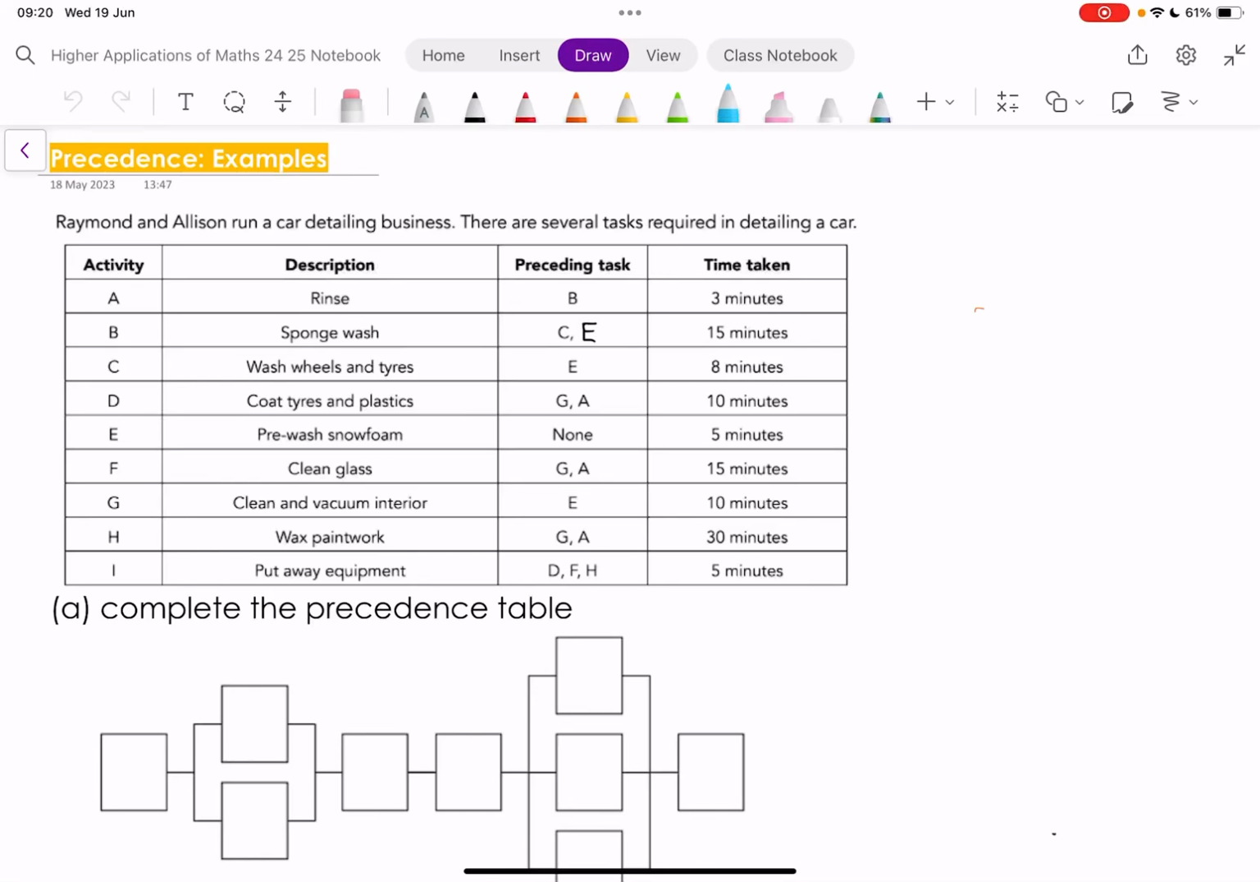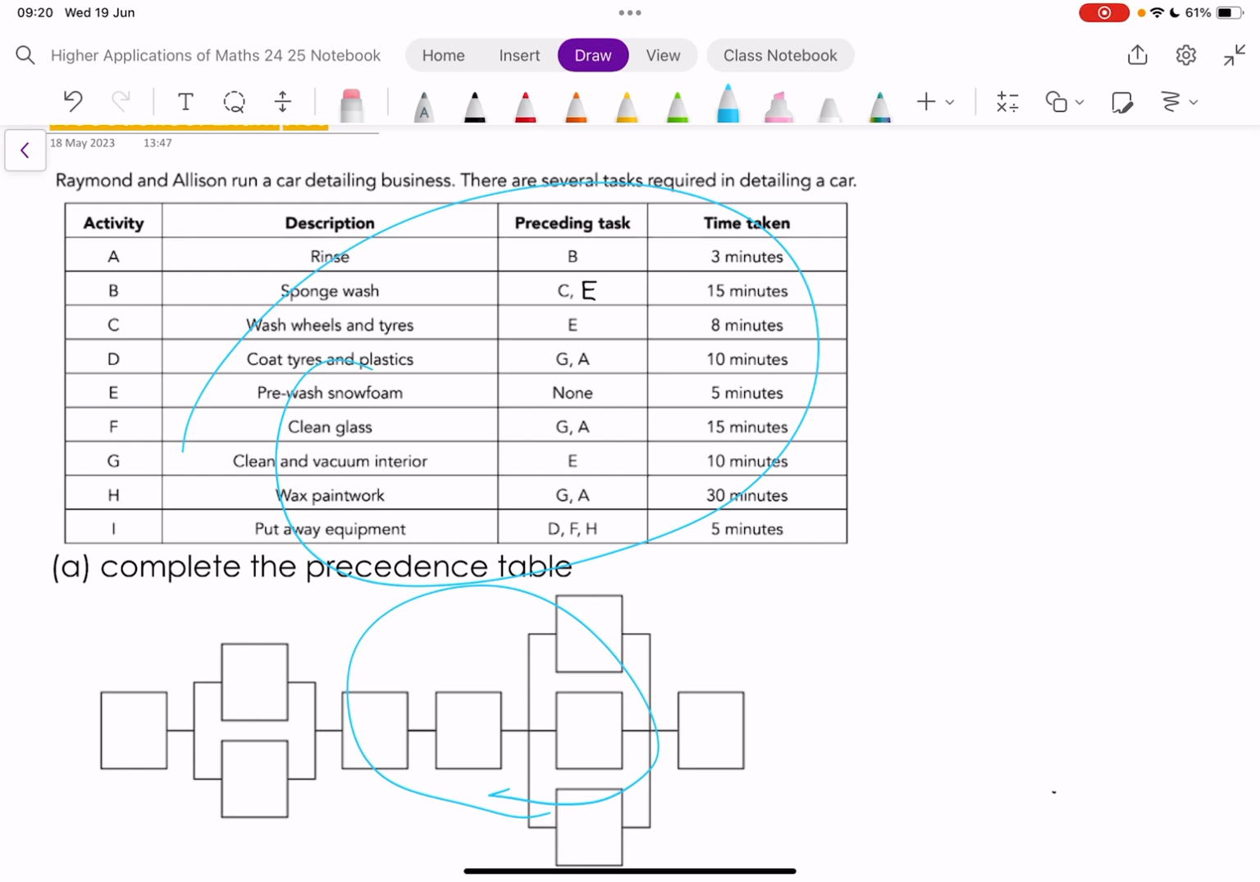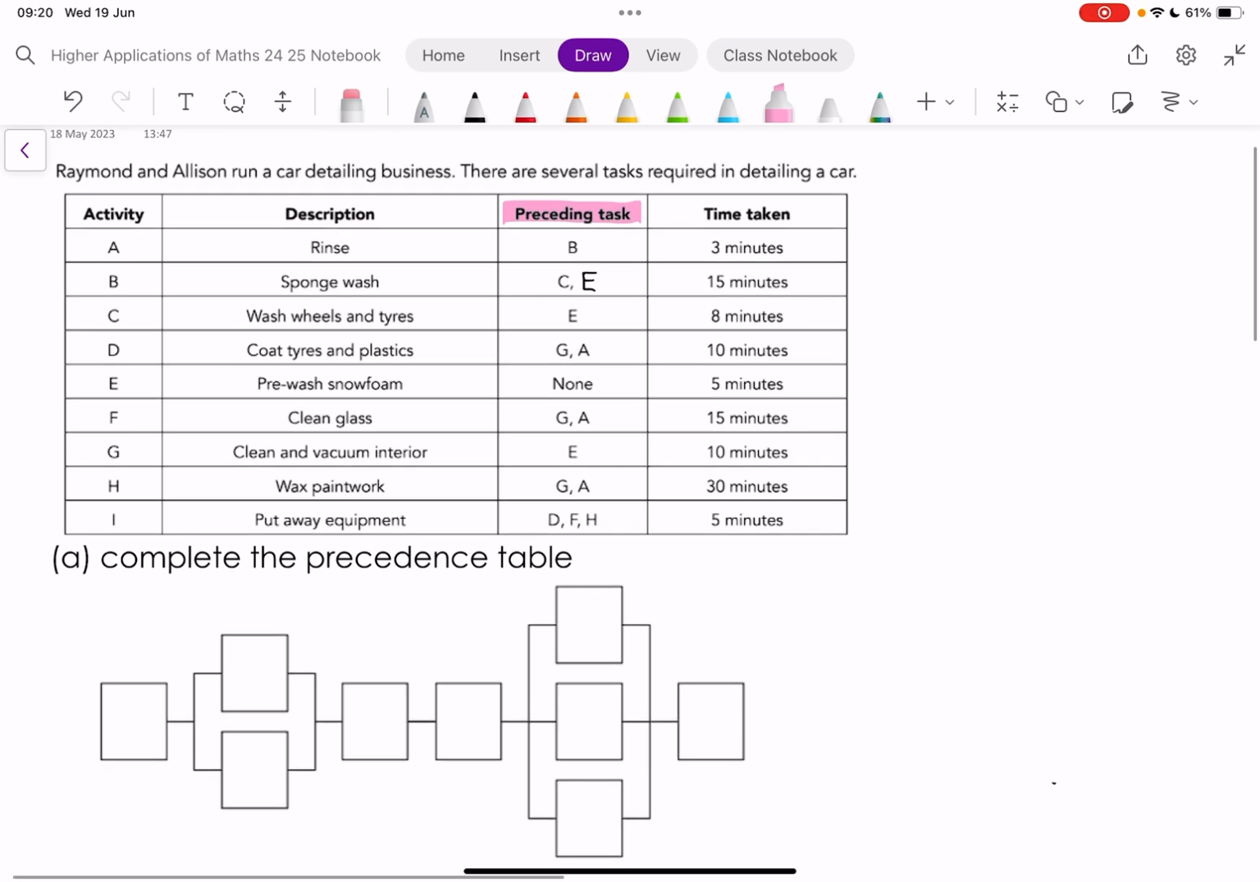So this video is going to do a bit of a recap on what you did at National 5. So filling in one of these diagrams down here based on a table of information that we call a precedence table, okay? With this column here, the preceding task column, being really helpful for deciding the order in which these tasks are being taken. All right. So what we would do is we would look for the task that has nothing before it, because that must mean it comes first.